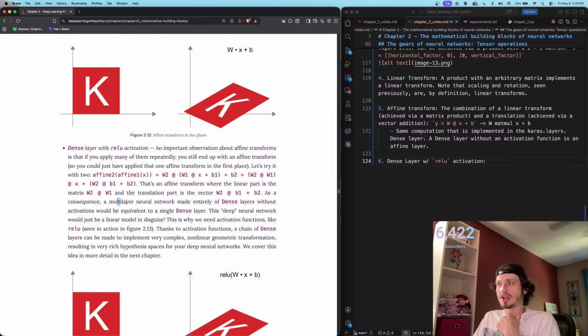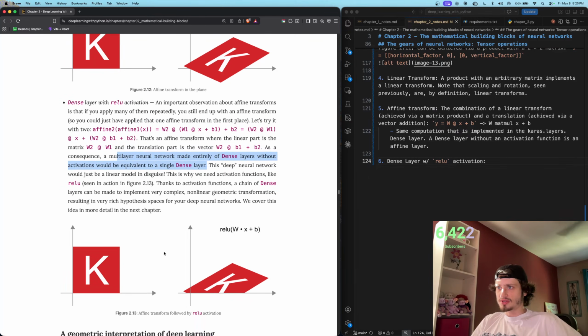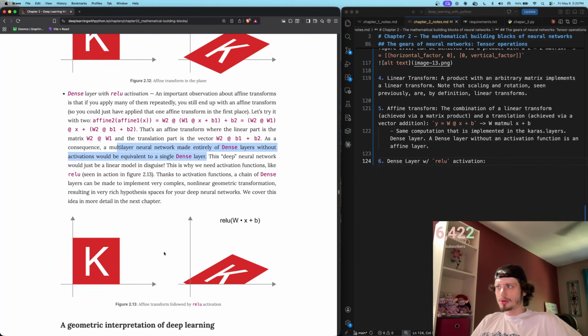As a consequence, a multi-layer neural network made entirely of dense layers without activations would be equivalent to a single dense layer. This deep neural network would be a linear model in disguise. This is why we need activation functions like ReLU, seen in action in figure 12.13. Thanks to activation functions, a chain of dense layers can be made up to implement very complex nonlinear geometric transformations.